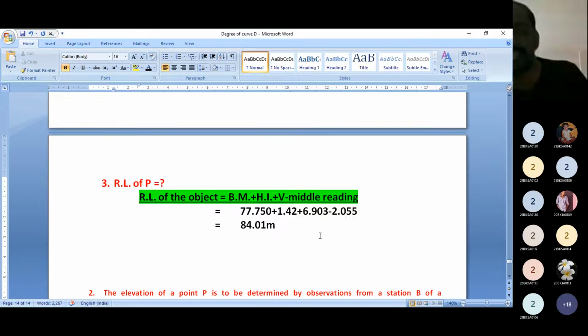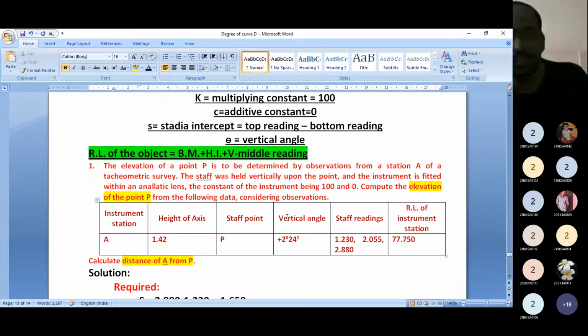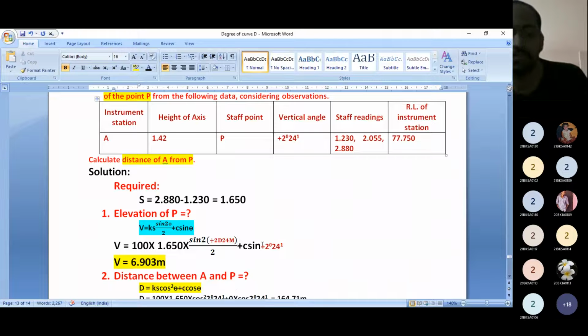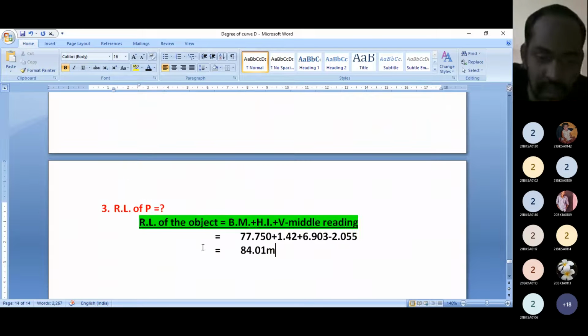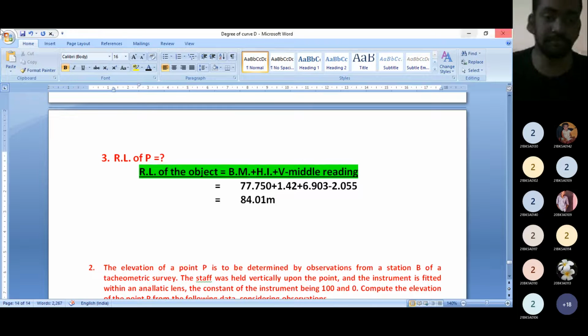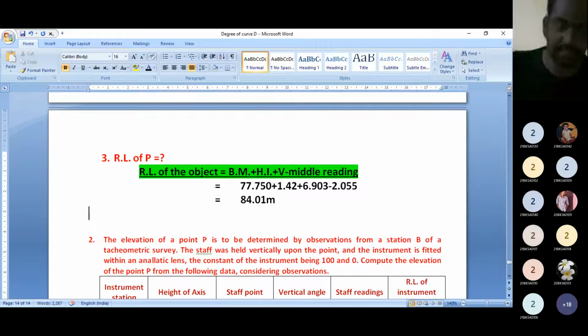So that's all. These three things we have to calculate anytime a problem is given in tacheometric survey. First we determine the V value, the D value, and then the RL of the object. The formula for V is Ks sin 2 theta divided by 2 plus C sin theta. The formula for D is Ks cos square theta plus C cos theta. The formula for the RL of the object is benchmark plus height of the instrument plus V, the elevation of the object, minus the middle reading. That's all. Like this we have to solve problems.